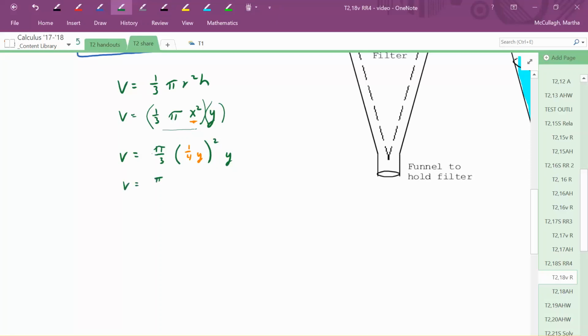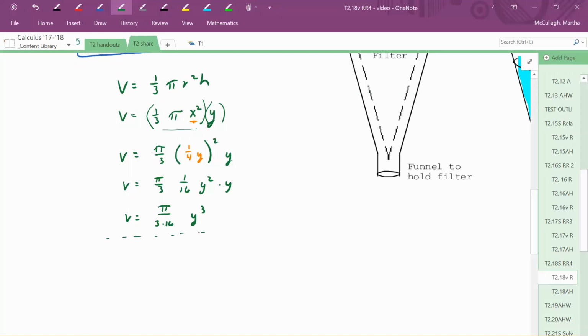So again, I just want to tidy up. V is equal to pi over 3. This is 1/16 of y squared times y. So V equals pi over 48, or I'm even going to leave it as 3 times 16, y cubed. So far, so good? Okay.